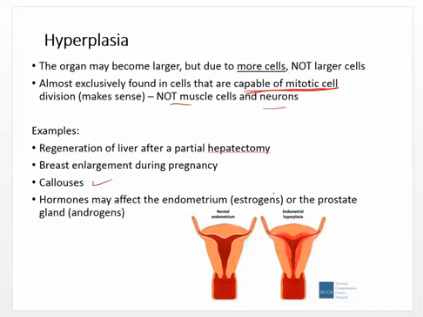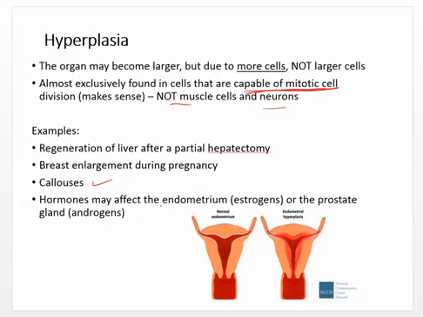Calluses are another example of hyperplasia, normal hyperplasia, and when you remove the stressor, if you're digging a pond in your backyard, whatever you happen to be doing, you may develop calluses, but then once that stressor has gone away, then your hands will get all smooth again and the calluses will leave.